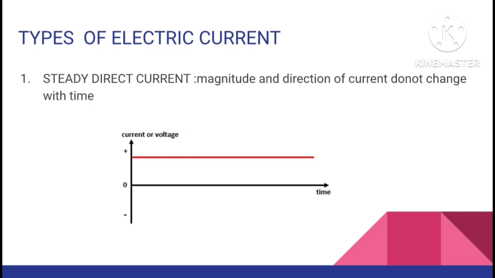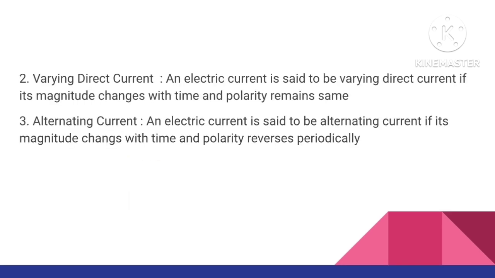We are all aware of the electric current, but there are various types of electric current. The first one is a steady direct current. Steady means that it does not change with time. That is the type of current which is direct, and its magnitude and direction do not change with time. But there is another type of current, a different form of direct current, which varies with time, and its magnitude changes with time, but its polarity remains the same. That is, there are no fluctuations in this direct varying current, and the current which deals with fluctuations, that is, whose polarity gets changed, is the alternating current.